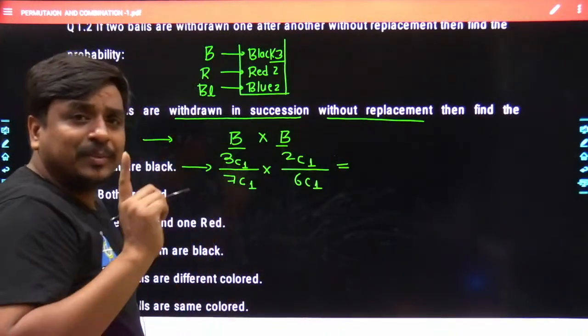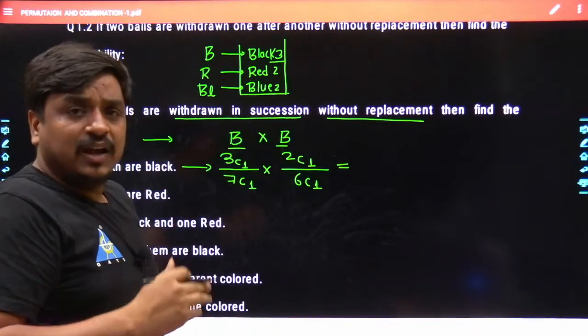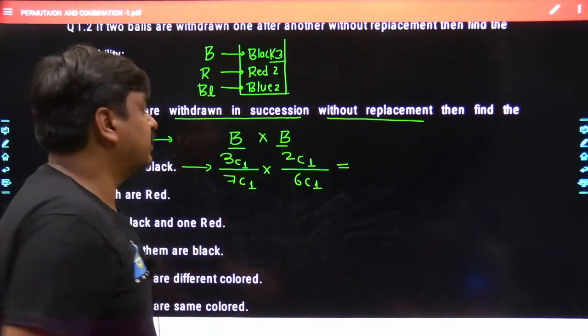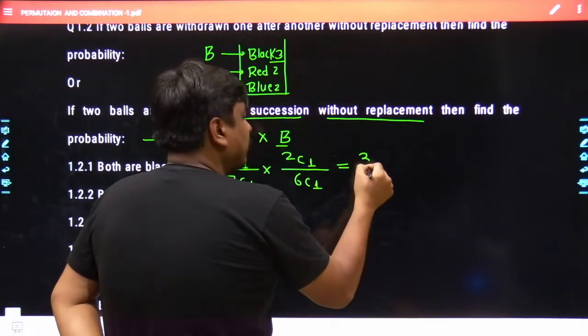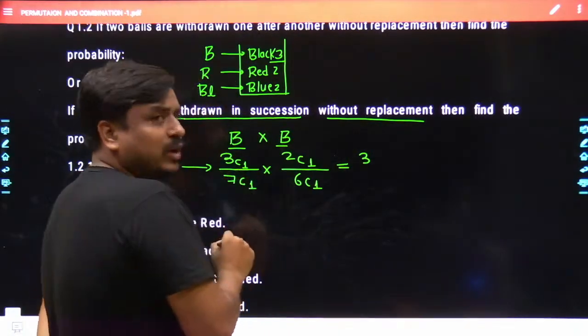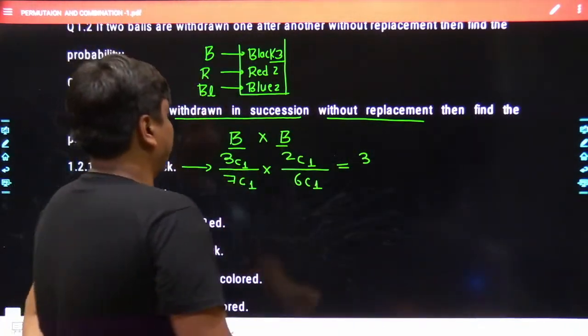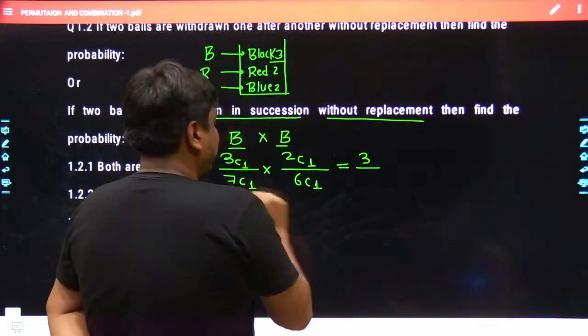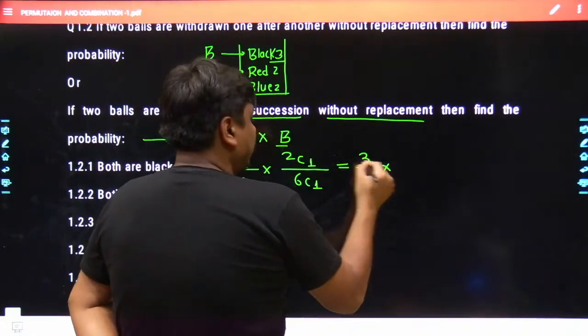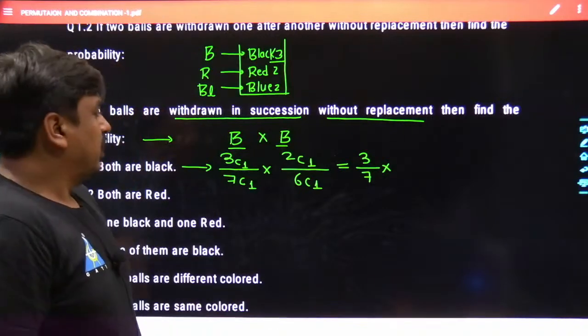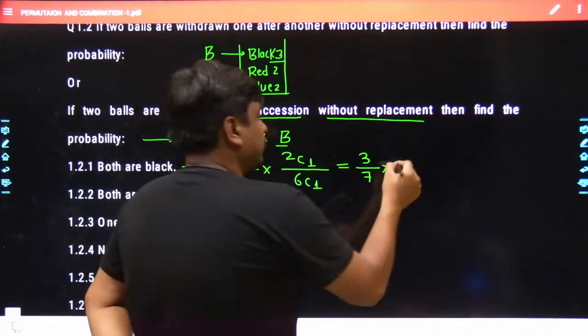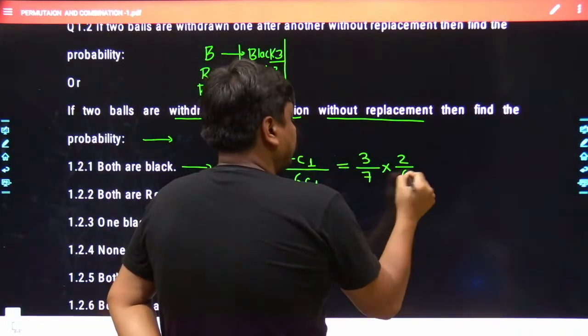3C1, it was communicated probably 3 days back. Whenever you deal with nC1, the result would always be n. So here comes 3. That means there are 3 ways you could have retrieved a black ball. And similarly, 7C1 remains 7, as we had in case of 3C1. And here 2C1 is going to be 2. And here it's going to be 6, put together.